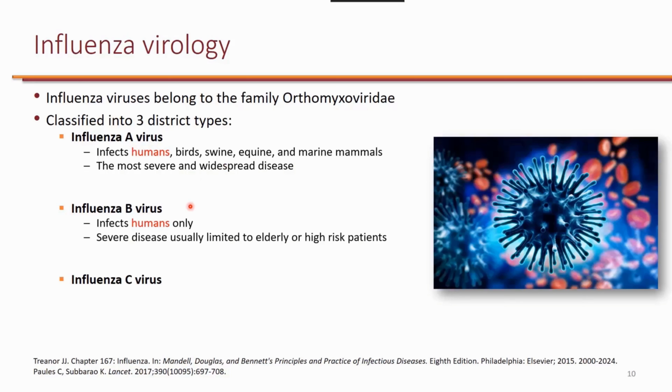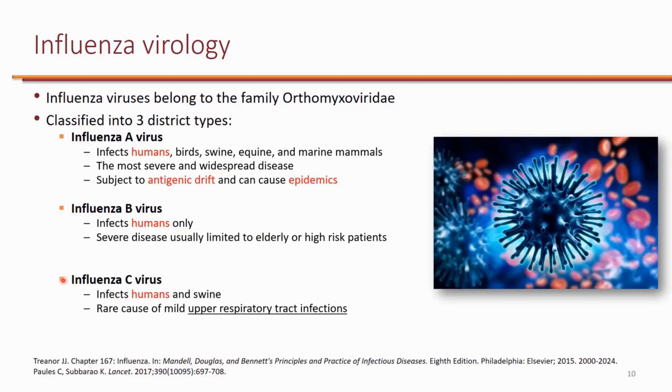Influenza B can only infect humans, and it can cause severe disease, usually in elderly or high-risk patients. And influenza C can infect humans and swine, and it is a rare cause of mild upper respiratory tract infections. Because it's a mild upper respiratory tract infection, there's typically no treatment. Patients will just naturally clear it.